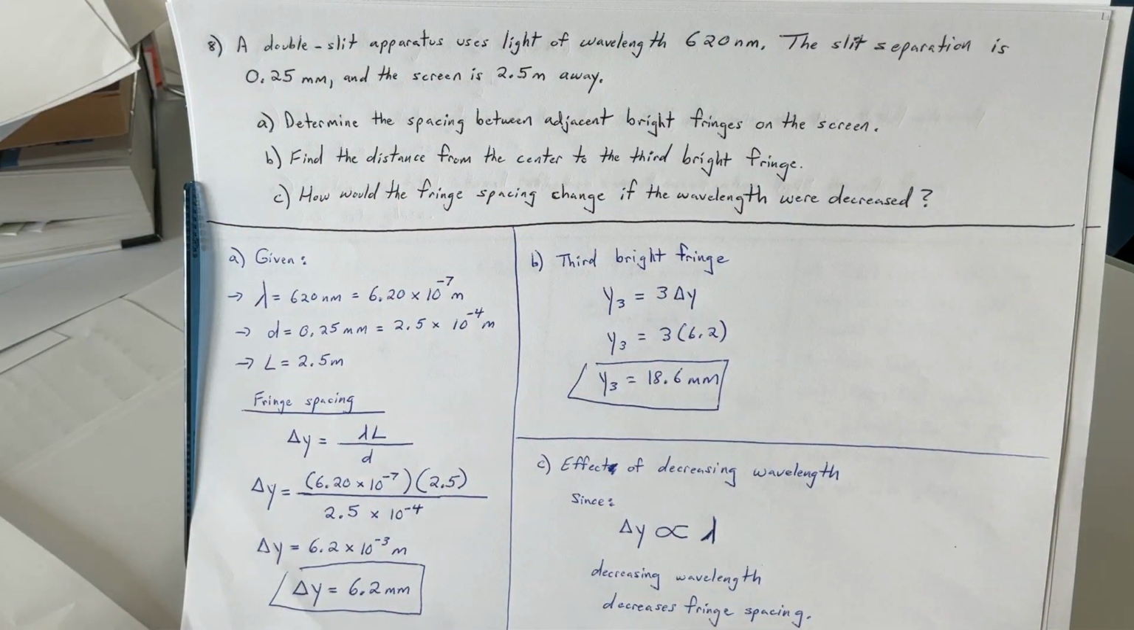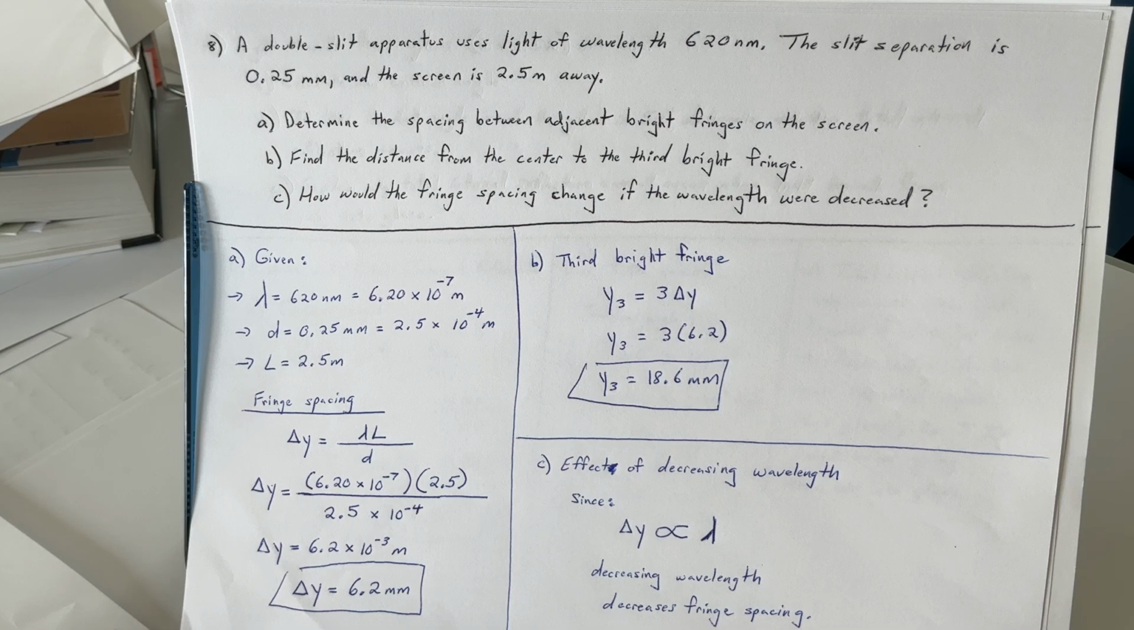Okay, double slit experiment. A double slit apparatus uses light of wavelength 620 nanometers. The slit separation is 0.25 millimeters, and the screen is 2.5 meters away. So for part A, determine the spacing between adjacent bright fringes on the screen.